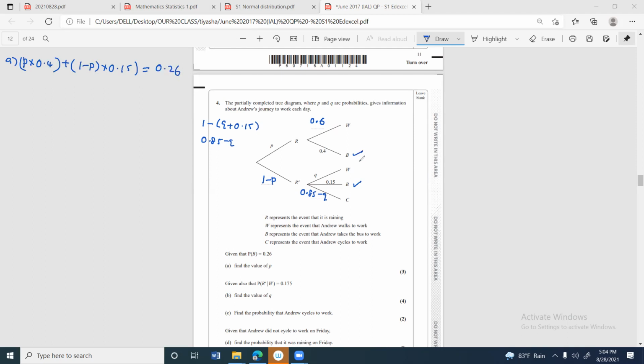B comes from here and here as well. So it turns out to be 0.4P plus 0.15 minus 0.15P equals 0.26. If you add these two together, 0.25P equals, if you bring it here, 0.26 minus 0.15. That turns out to be 0.11.